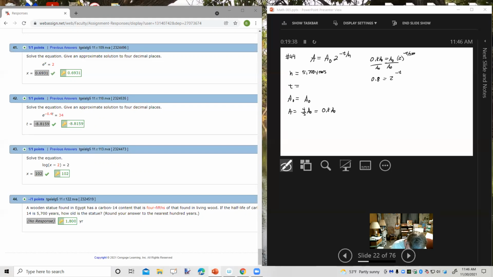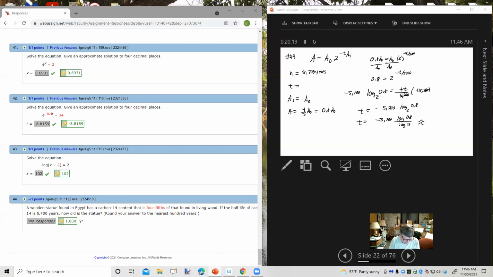0.8 equals 2 to the negative t over 5,700 power. We now have a number equals a base raised to a power. We can rewrite that as log base 2 of 0.8 equals negative t over 5,700. Multiply both sides by negative 5,700. The 5,700s cross out, the negative and the negative cross out, t equals negative 5,700 log base 2 of 0.8. Using the change of base formula, this would be negative 5,700 log of 0.8 divided by log of 2.